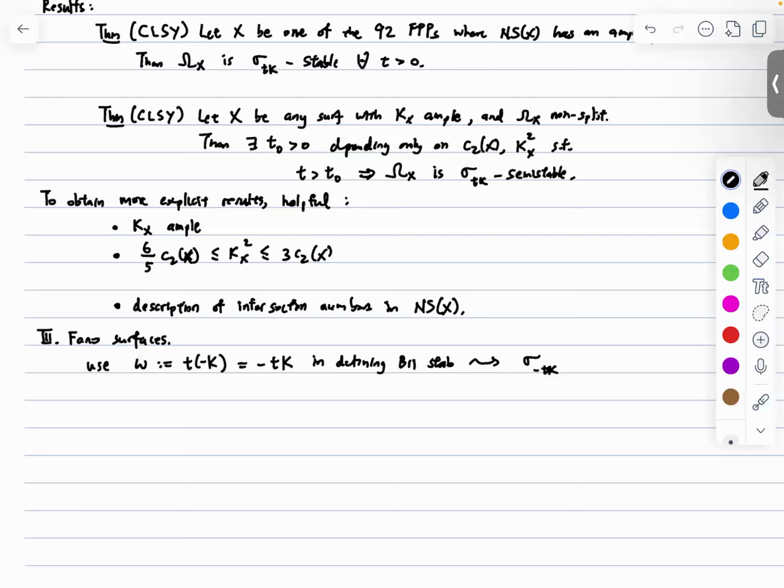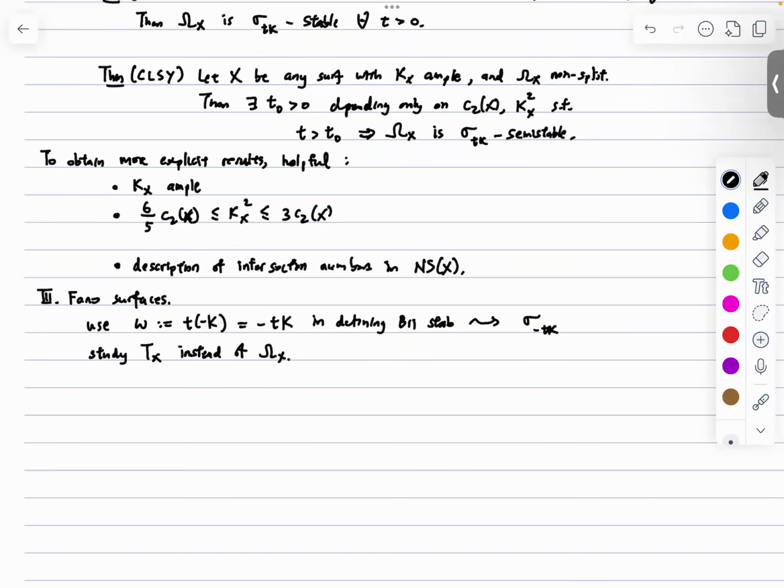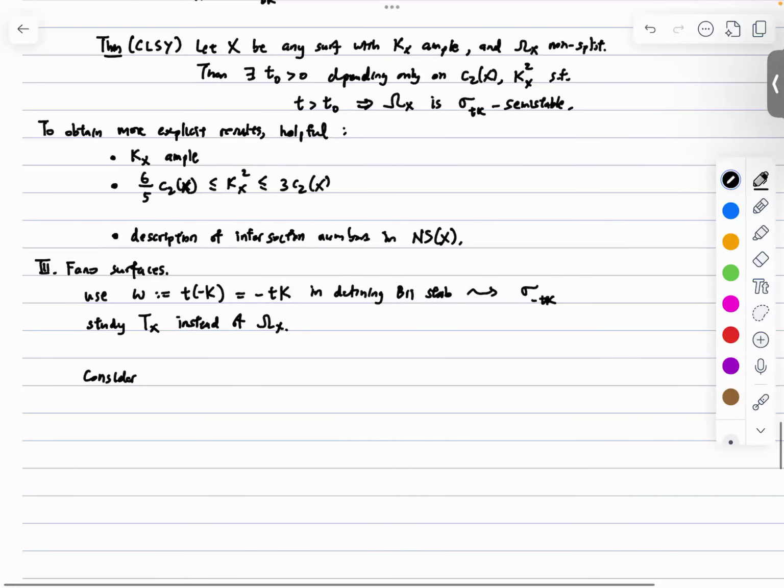And then for technical reasons, we will look at the tangent bundle instead of the cotangent bundle. But the Bridgeland stability of the tangent bundle is equivalent to the Bridgeland stability of the cotangent bundle by a result of Martinez. And so let's focus on Fano surfaces that are blow-ups of P2.